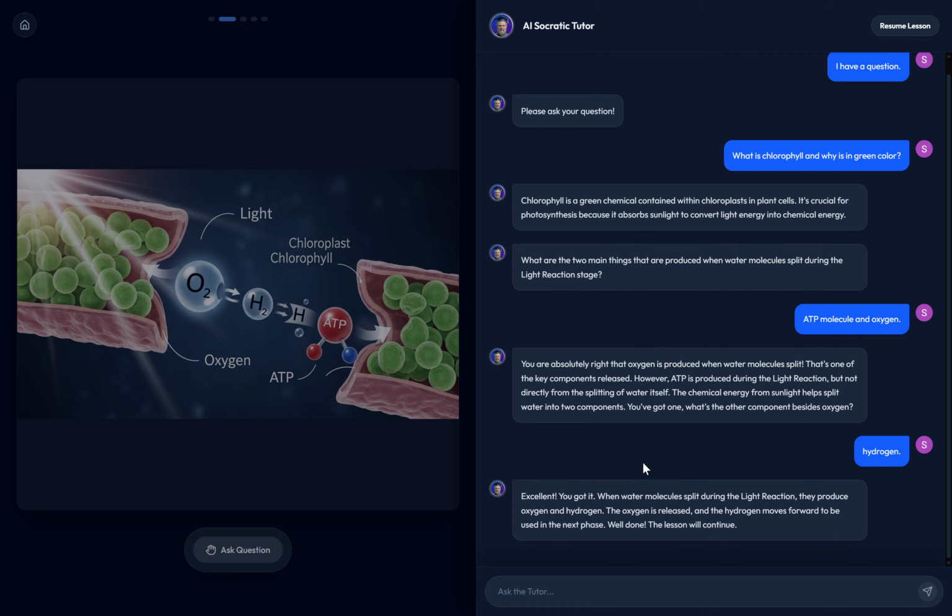Excellent, you got it. When water molecules split during the light reaction, they produce oxygen and hydrogen. The oxygen is released, and the hydrogen moves forward to be used in the next phase. Well done! The lesson will continue.